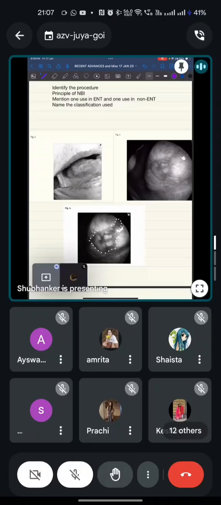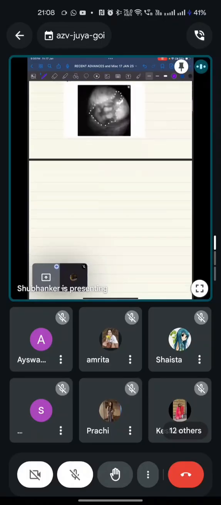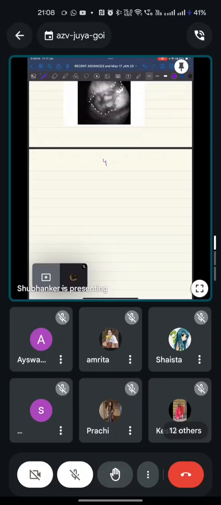Basically, it focuses on some narrow band of light, which is basically 415 nanometer. Please remember the unit. Don't forget the unit. Which is basically your blue light. So what does this do? This remains in the superficial mucosal capillaries. After that, the next one which goes deeper is 540 nanometer, which is your green light. This will go into the deeper layer.